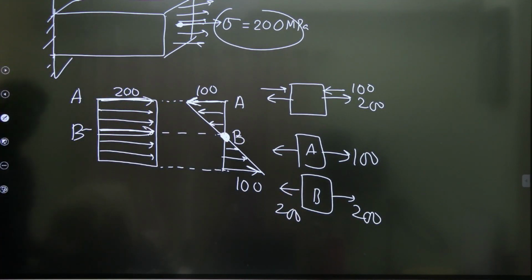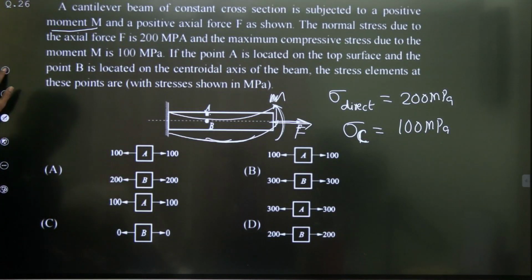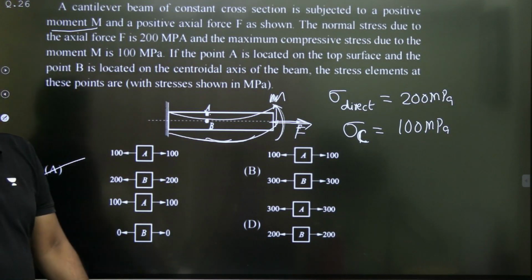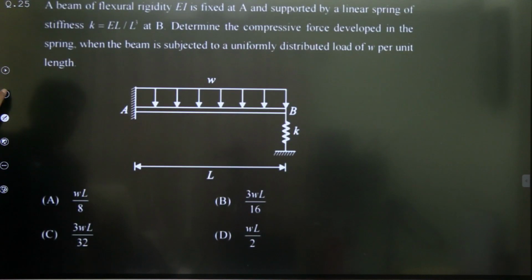Let me check which one is correct. So yes, at B tensile 200. At A tensile 100. So the answer is A. Is it clear? Very good. Now without wasting time, let's move to the next one.